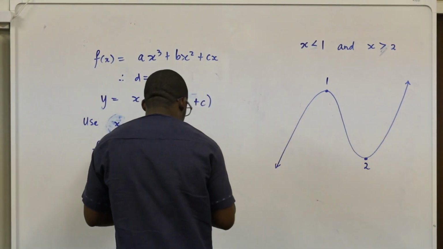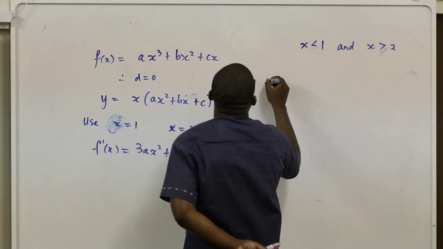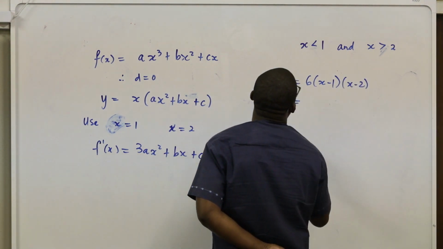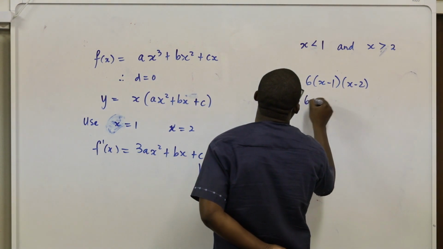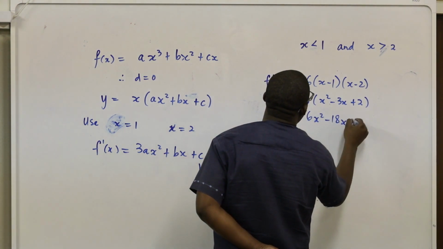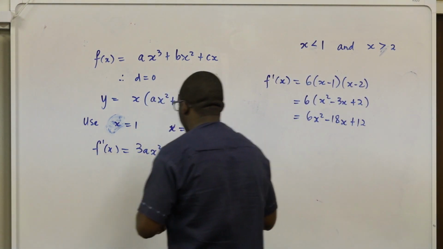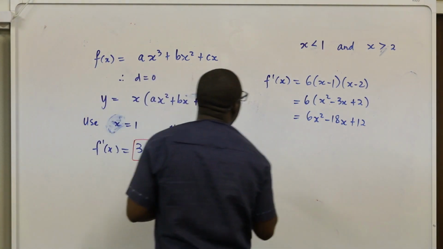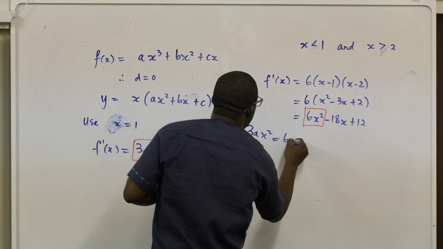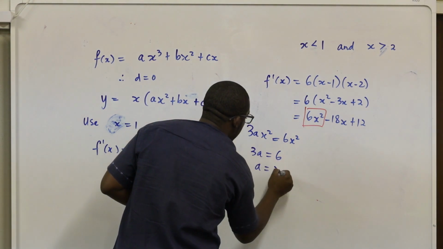Then we had the equation f prime x was equal to 6(x minus 1)(x minus 2). If you expand that, we're going to get 6x squared minus 18x plus 12. We already proved that c was 12. So this aspect, 3ax squared coming from the original function, is equated to this one. So 3ax squared is equal to 6x squared. Divide both sides by x squared. 3a is equal to 6, so a is equal to 2.